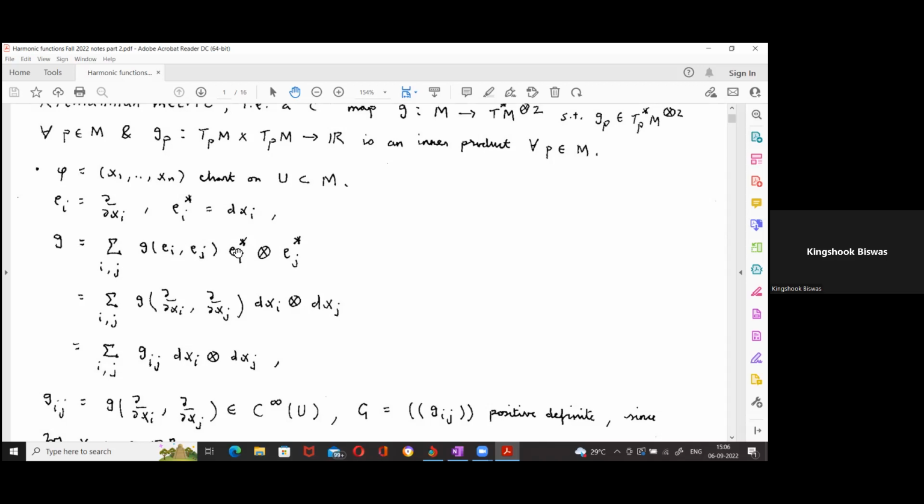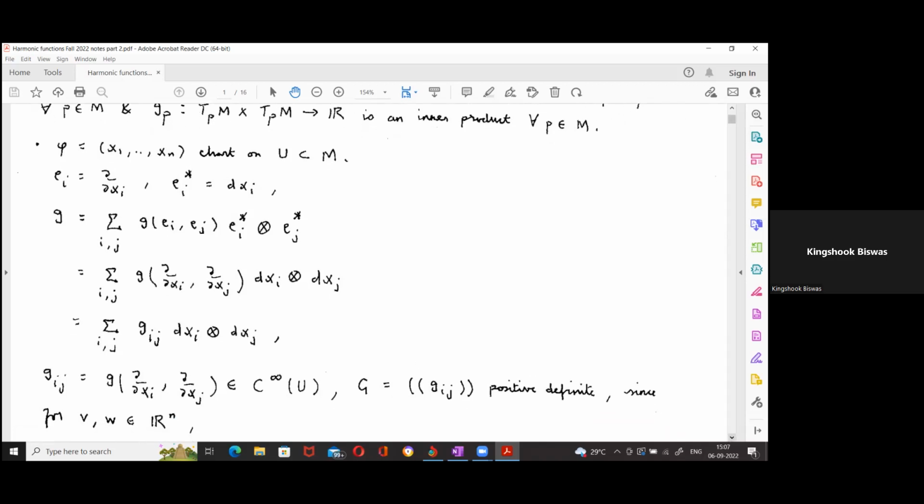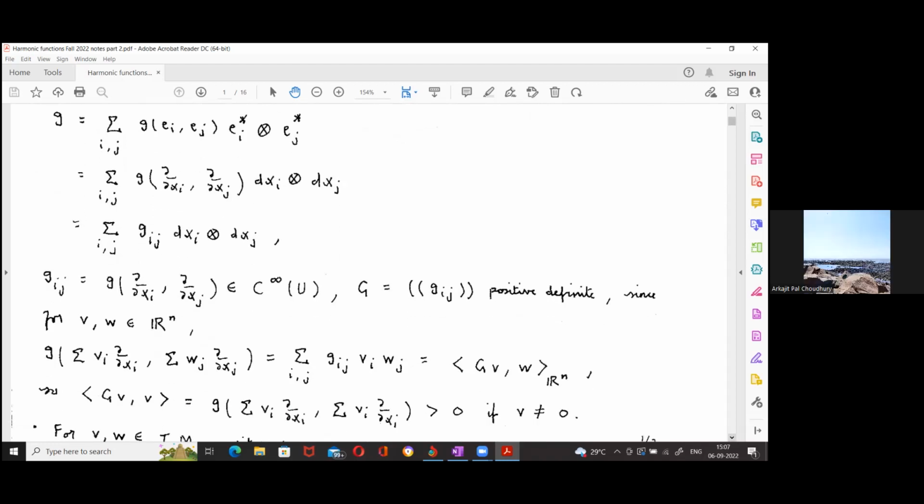Yes? This goes back to the linear algebra we did in the beginning. So this is the sum over ij, g of (del del xi, del del xj) into dxi tensor dxj, right? Now this g of (del del xi, del del xj) is a function on the chart, right? So this function is usually called g_ij. Okay, so we get an expression g is equal to the sum over ij, g_ij dxi tensor dxj. Is this clear?